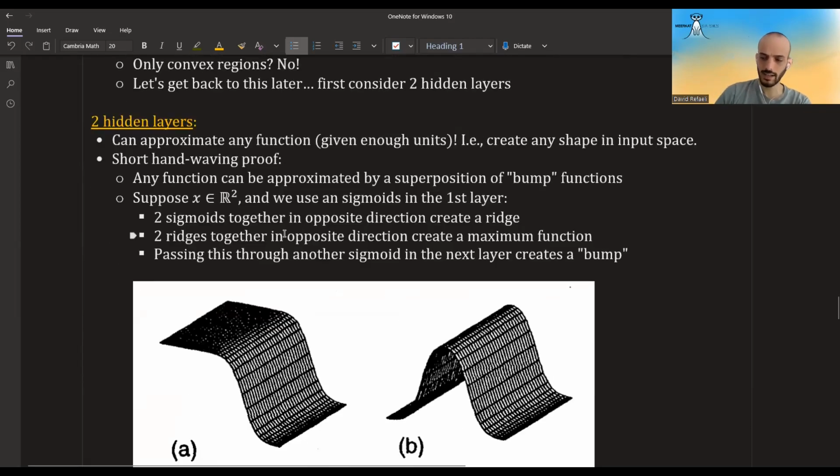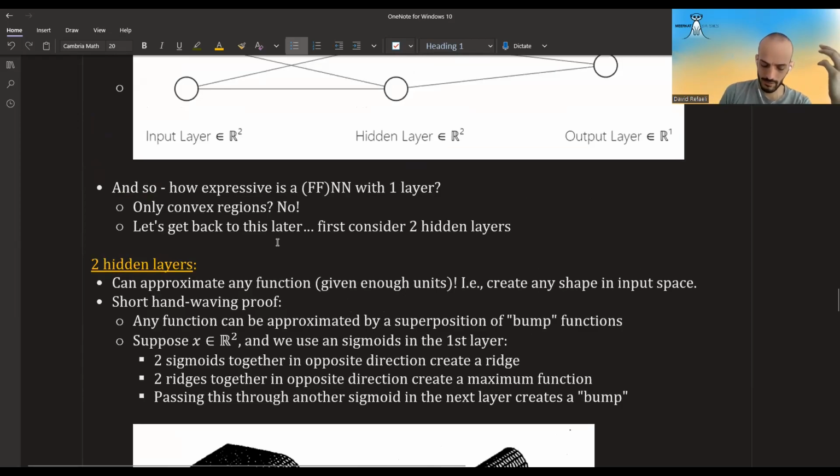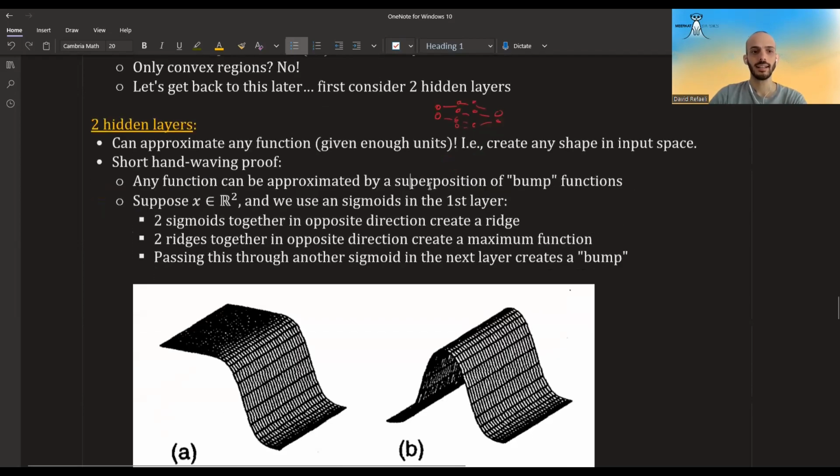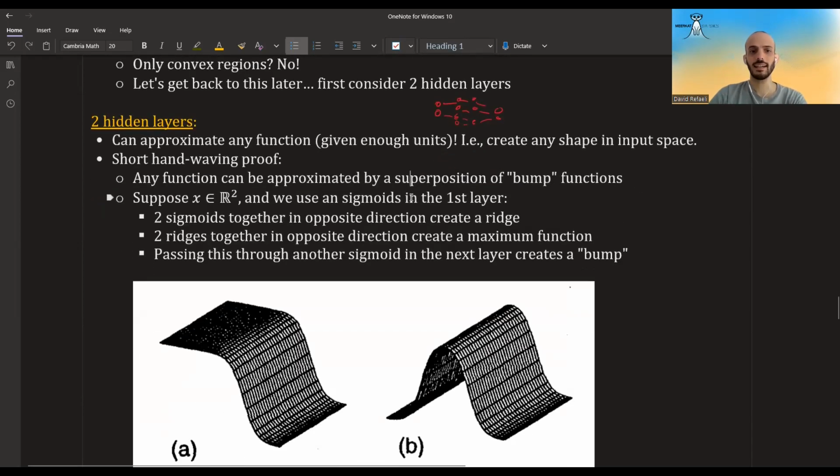So what is two hidden layers? Well, we have the inputs, we have one hidden layer, we have another hidden layer, and then we have the outputs. And it turns out that with two hidden layers, you can approximate any function, given that you have enough units. And so it can create any shape that you want in the input space. And let's look at a short hand-wavy proof. So the basic idea is that any function can be approximated by a superposition of bump functions.